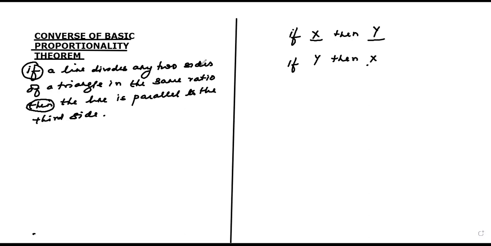What is BPT? In simple words, not grammatically right but just for the sake of understanding: what is the basic proportionality theorem? If parallel, then ratios equal. So what is the converse? If ratios equal, then parallel. Now I'll put it in proper English. If a line divides any two sides of a triangle in the same ratio, then the line is parallel to the third side.